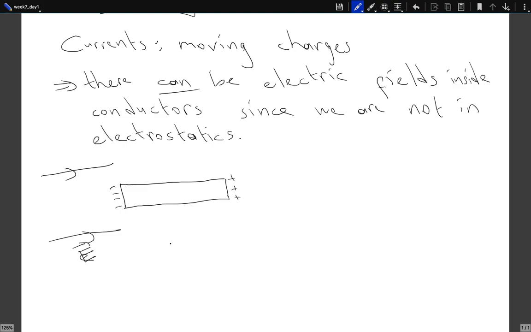Now, that is what the battery does. It takes charges from one side and dumps charges on the other side. Now, in a conductor, in a metal, it's usually the electrons that are moving around. So this is the flow of electrons. But the current is running in the opposite direction.